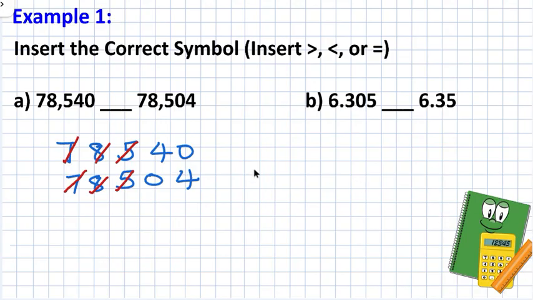In the last two numbers, we have 40 and we have 04. So 40 is bigger than 4, so that means this number here is the bigger number. So that means 78,540 is greater than 78,504. We do the same thing here. We write out the numbers.